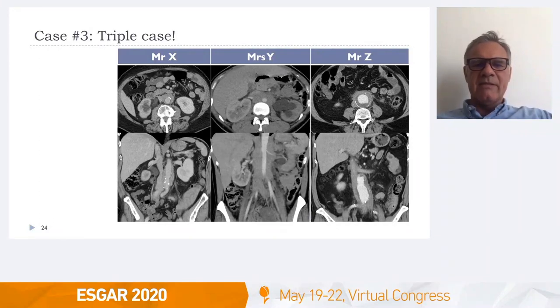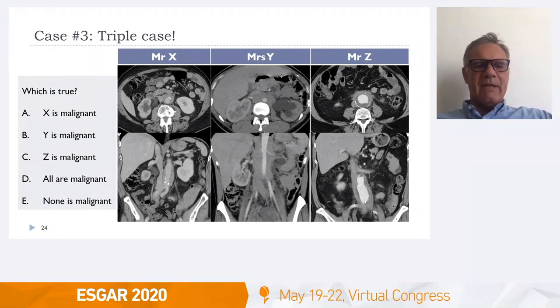So looking at these CTs, either in axial or coronal planes, do you think X is a malignant disease, Y is a malignant disease, Z is a malignant disease, or, if you're very pessimistic, all have cancer, or, if you're very optimistic, none have cancer? So you can vote in the chat box: vote A, B, C, D, E. You have 15 seconds. Of course, I will not give you the right answer on the next slides. I will challenge you again, but just a poll.